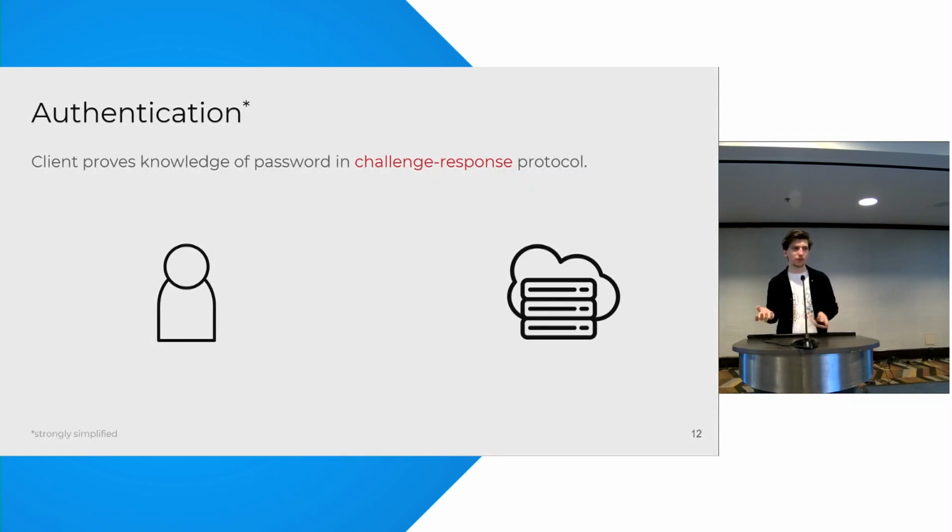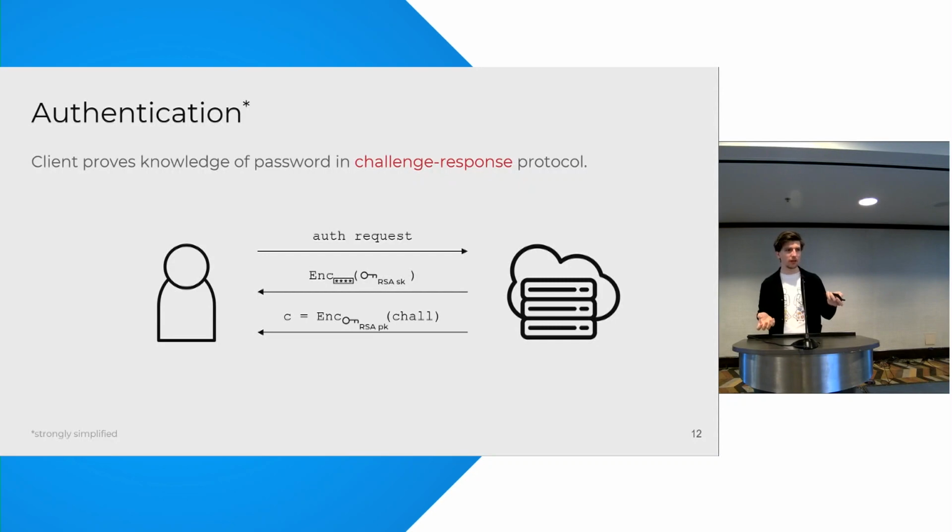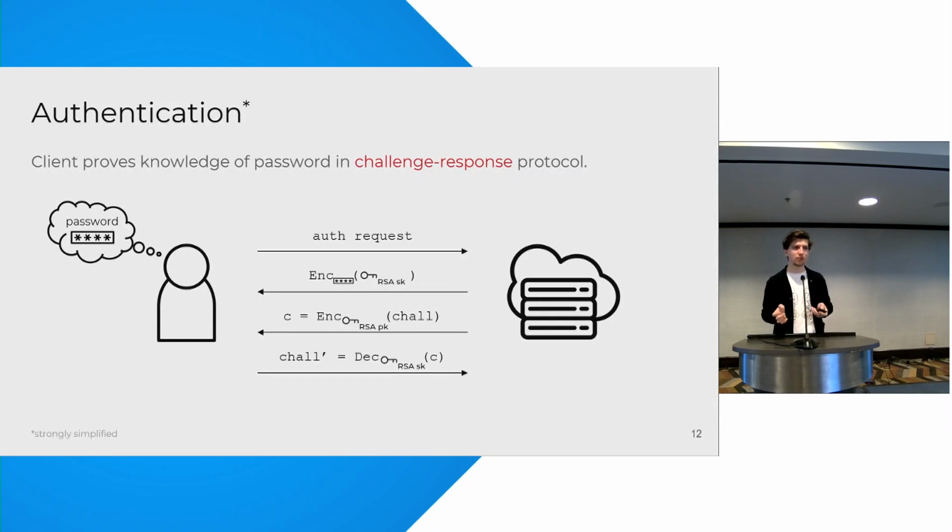This key pair is afterwards used in a challenge response protocol for authentication. So to authenticate, the user will send an authentication request to the server and fetch the encrypted RSA-CRT key. In addition to that, the server will encrypt a challenge to the RSA public key of the user that tries to authenticate. And so the user will use their password to decrypt the RSA-CRT key and then use that key to recover the challenge.